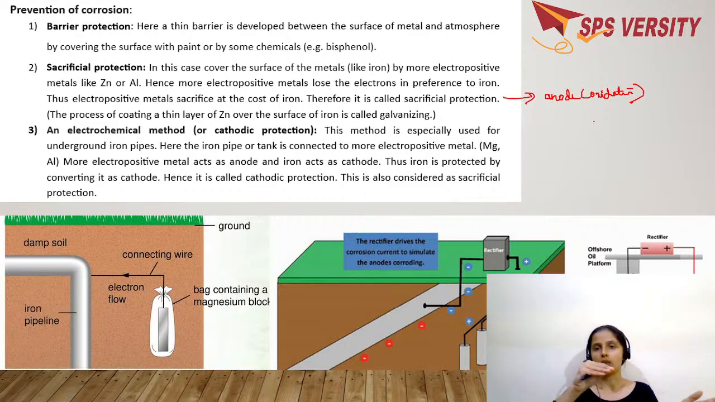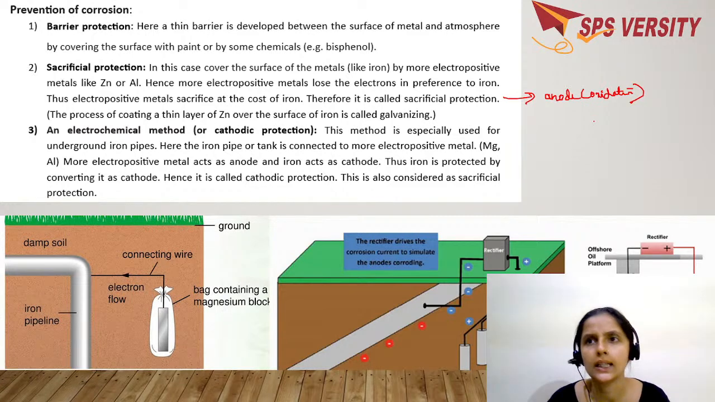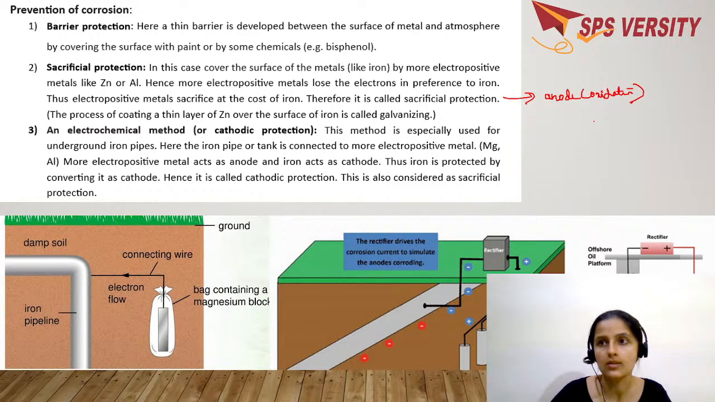Instead of coating the iron surface with paint, you're coating it with some other electropositive metal. And the next one is called the electrochemical method. Even underground pipes made of iron are somewhere connected to magnesium or zinc blocks. That's because if you just keep the iron rod, it undergoes oxidation faster and you see the rusting. And underground pipes cost too much to establish, and they cover a large area beneath the ground.